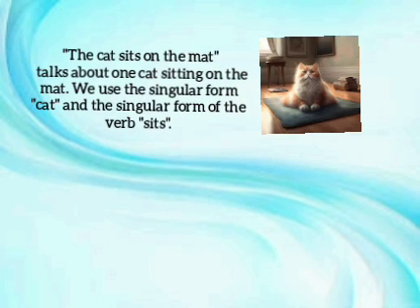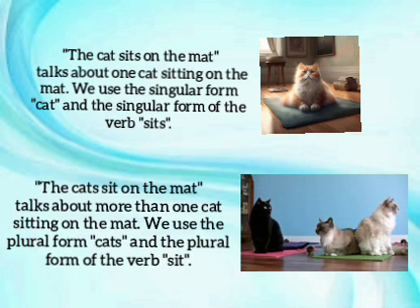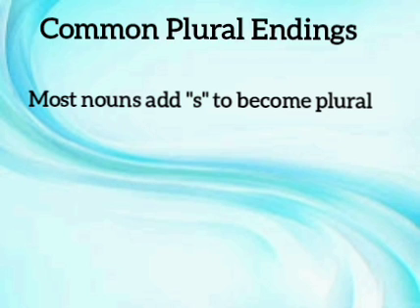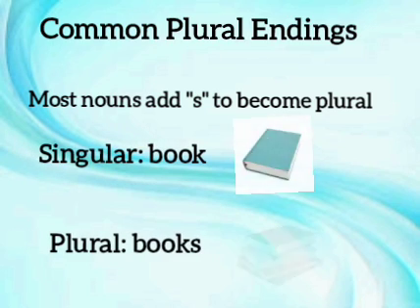The cat sits on the mat talks about one cat sitting on the mat. We use the singular form, cat, and the singular form of the verb, sits. The cats sit on the mat talks about more than one cat sitting on the mat. We use the plural form, cats, and the plural form of the verb, sit. Common plural endings. Most nouns add s to become plural, book to books.